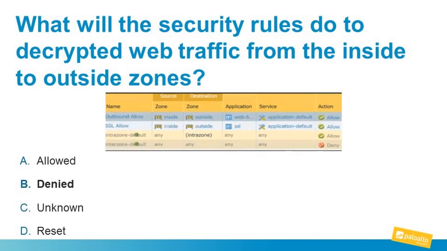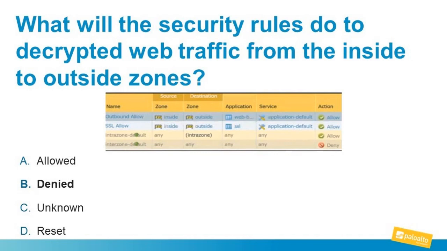Okay, the answer for this one is B as in Bravo. The traffic would actually be denied. All right, so this one, if you don't have a clear understanding of how security rules work and also decryption, this is somewhat of a tough question.